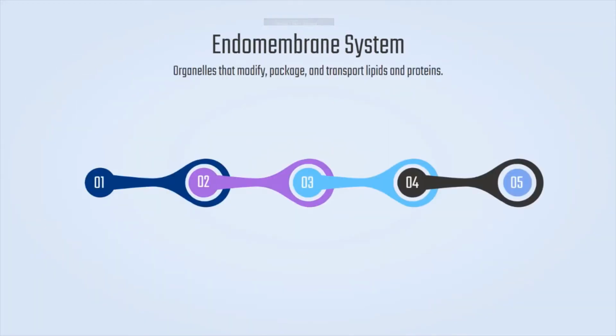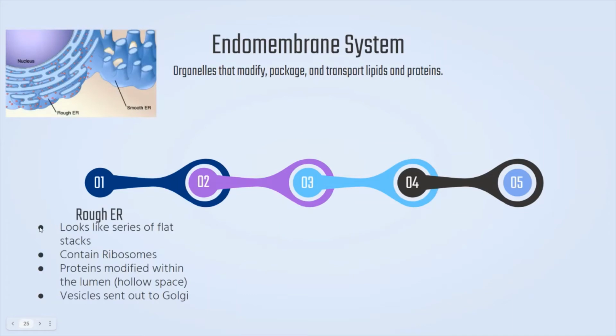So the endomembrane system is basically a system of organelles that modify, package, and transport things such as lipids and proteins. And this can only occur within eukaryotic cells because the endomembrane system involves membrane-bound organelles.